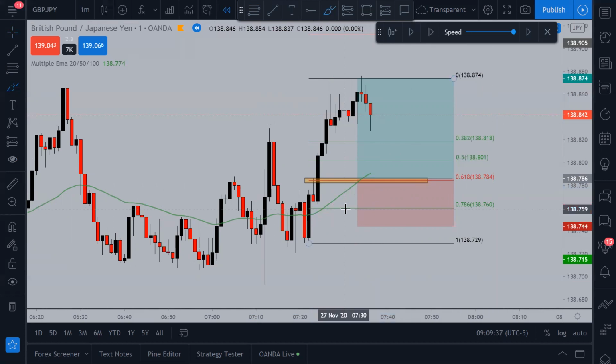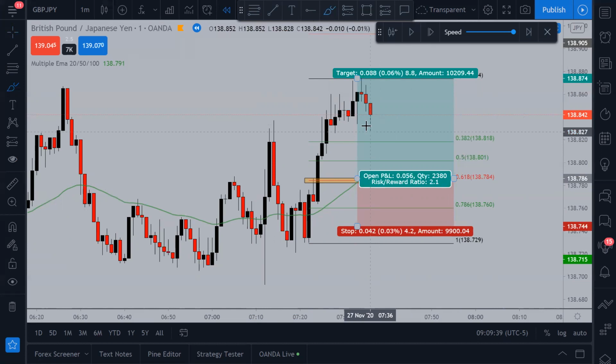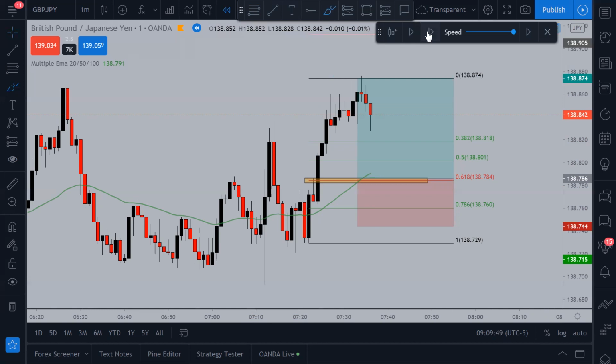All right, but this is close enough. Because it'll probably wick past that, wick past the EMA, but not close past the EMA, and it'll hit this level and then take off. Let's see what we got.